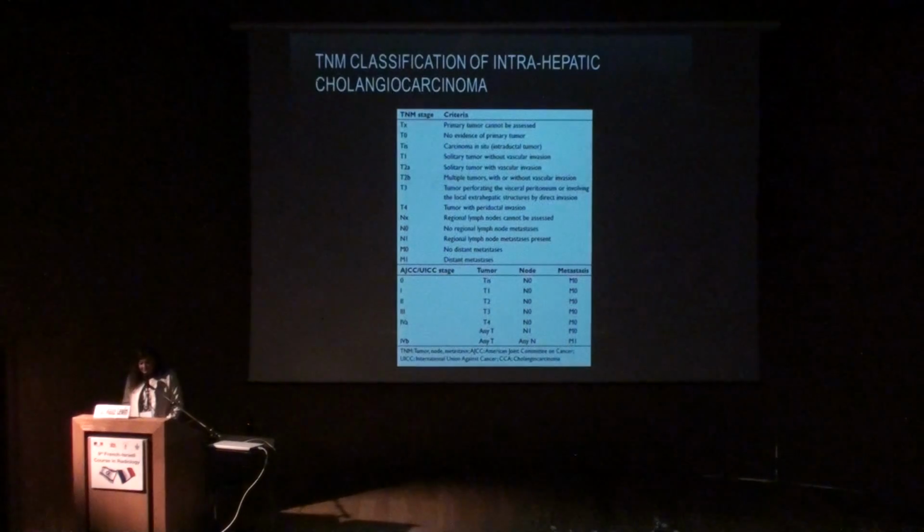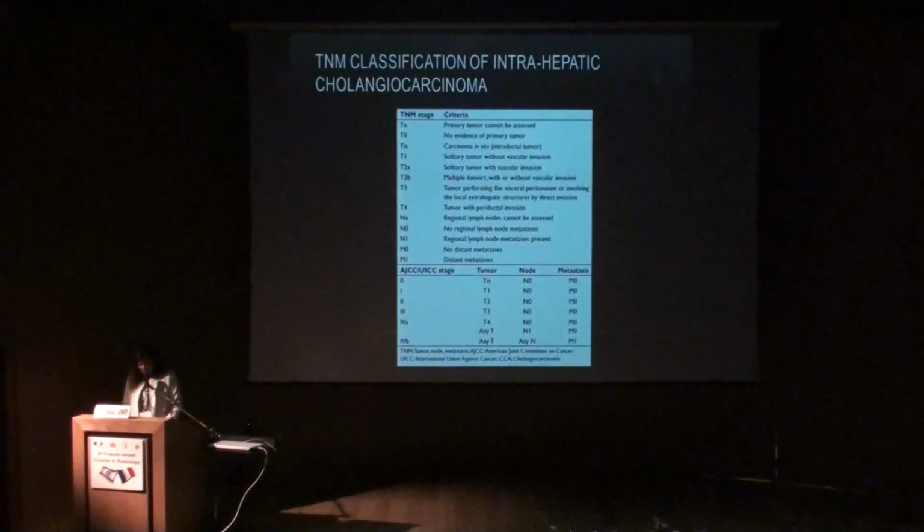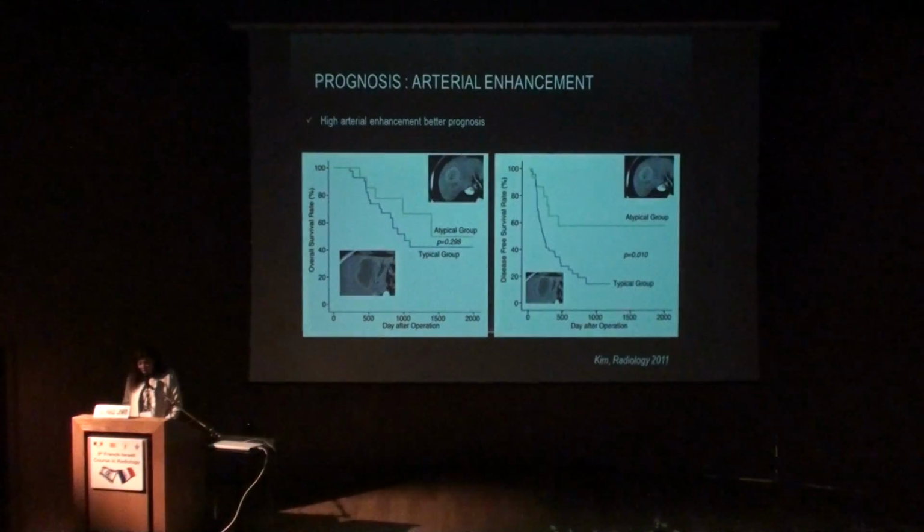Here is the TNM classification of intrahepatic cholangiocarcinoma. I think what we have to remember probably is the prognostic factor. The first one, which is very clearly demonstrated in this nice paper, is that it depends on the enhancement of your lesion. There are two groups of patients. One is a typical group, like here, where there is a rim enhancement on the arterial phase, and another group of patients can show a higher enhancement on the arterial phase.